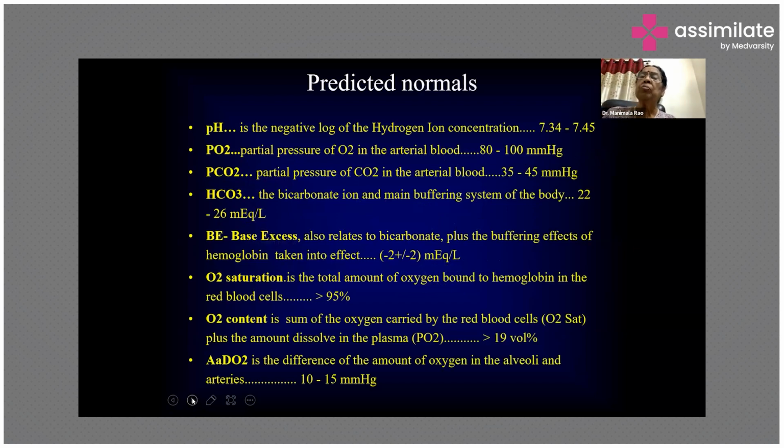So these are the normal values which all of you know. I don't have to say these things. pH, PCO2 and PO2, these are all the normal. What is the base excess, oxygen saturation, content. Content and oxygen saturation, a little bit I would like to tell you here. Saturation is the percentage taken up by the hemoglobin. Content is the amount of oxygen dissolved in the plasma. So these are the two things.